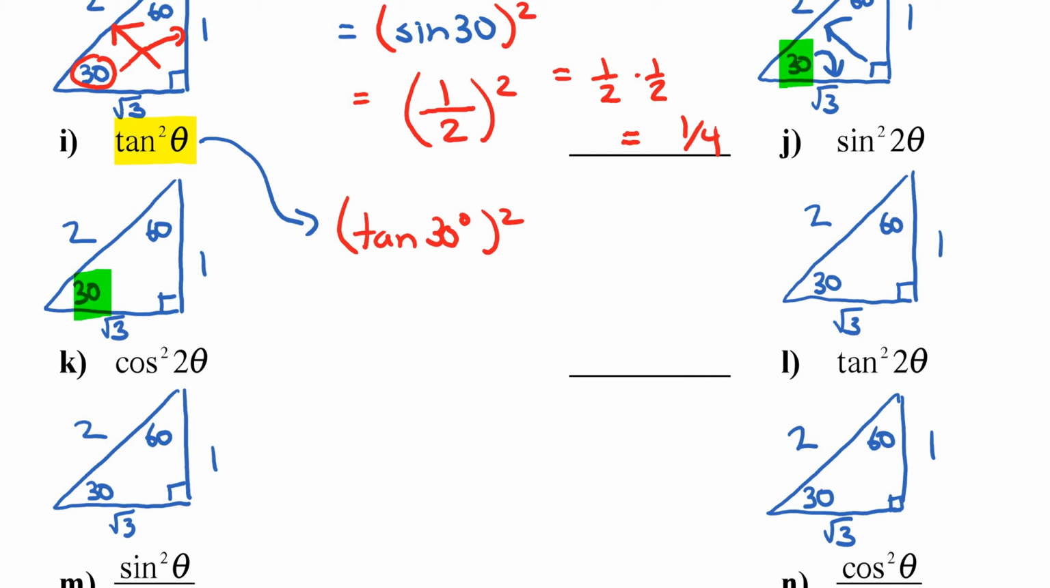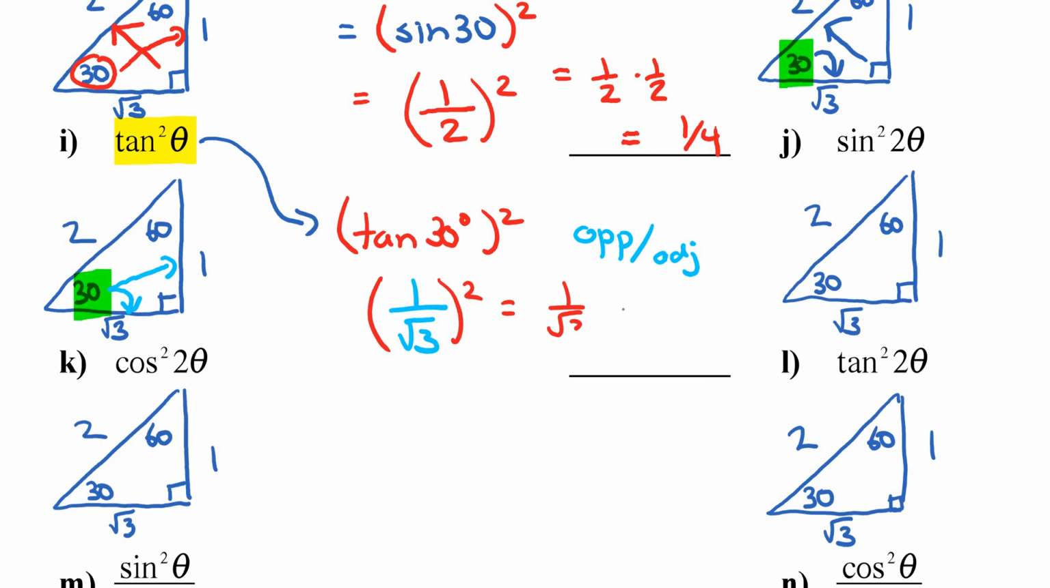Now remember tan, the ratio for tan is going to be opposite over the adjacent. So what's the opposite here? The opposite from 30 is the 1. So it's 1 divided by the adjacent, and the adjacent is root 3. So 1 over root 3, and then we're raising that all to the power of 2, which is going to be 1 over root 3 times 1 over root 3. Well, 1 times 1 is 1, and root 3 times root 3 is 3. So 1 over 3 is your final answer there.